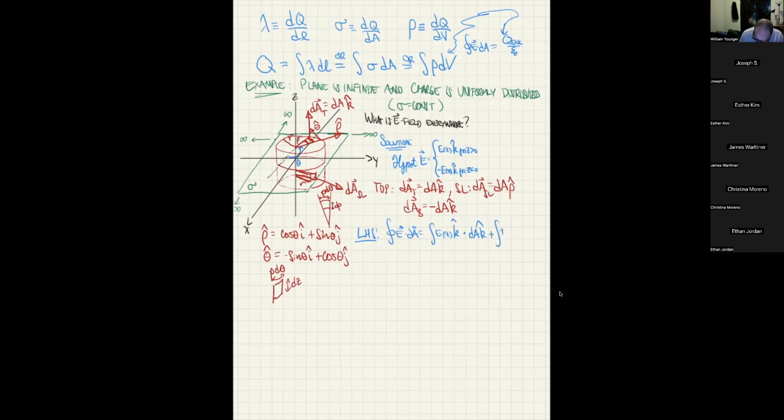Here I'm going to write the plus or minus E of Z k hat dotted with dA rho hat. Now, this is for the soup label portion. Does anybody understand why I put plus or minus in that integrand?